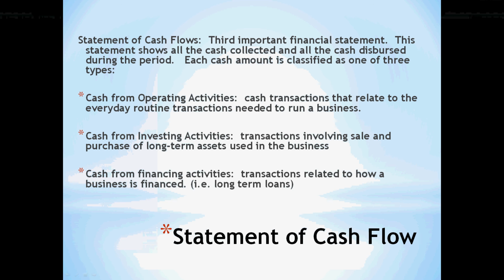Moving on, your statement of cash flows is the third important financial statement. This statement shows all the cash collected and all the cash dispersed during the period. Each cash amount is classified as one of three types. Cash from operating activities, which is cash transactions that relate to the everyday routine transactions needed to run a business. Then you have your cash from investing activities, which are transactions involving sale and purchase of long-term assets used in the business. Then you have cash from financing activities, which are transactions related to how a business is financed, which would be like the loans.